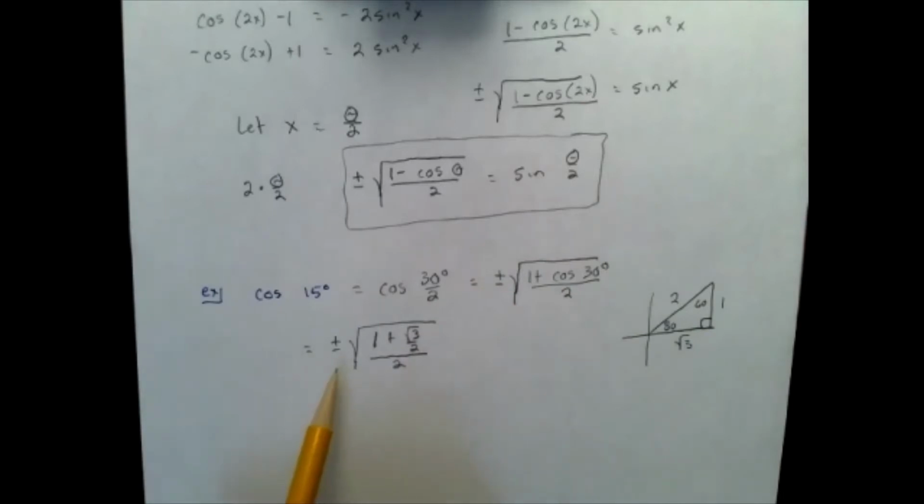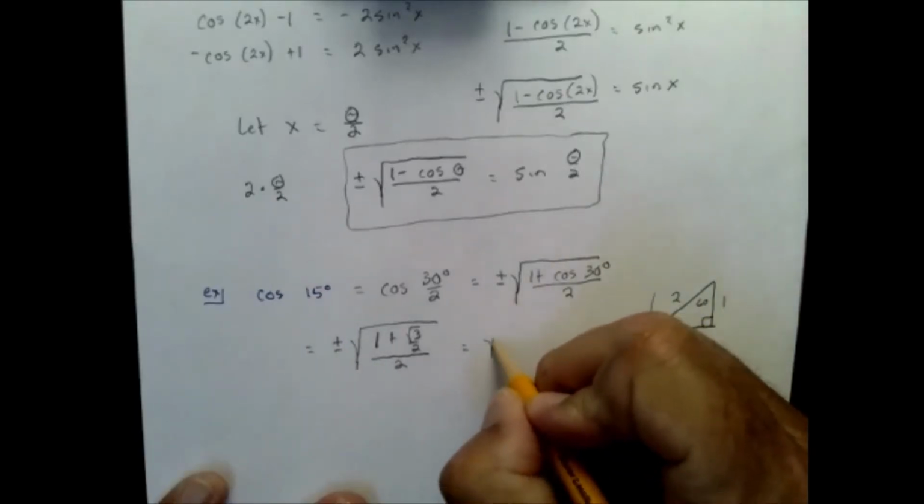Now out front, I have a plus or minus, don't I? First things first, what's my answer going to be? Positive. It's going to be positive, right? Because if I go back to my original question, I want the cosine of 15 degrees, and that's in the first quadrant. So the minus can go. This is just going to be a positive.